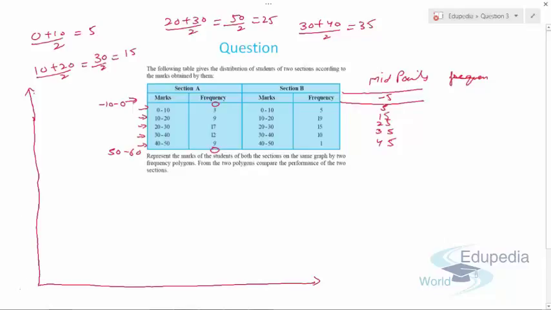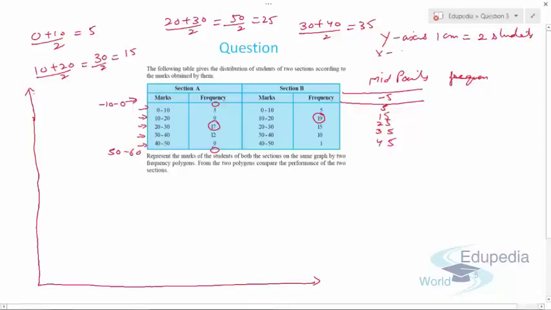Now, over here you can see the maximum frequency is 17 for this data and the maximum frequency is 19 for this data. So this means we can choose the scale for the y-axis. Let's say we can have 1 centimeter equal to 2, right? 2 students.